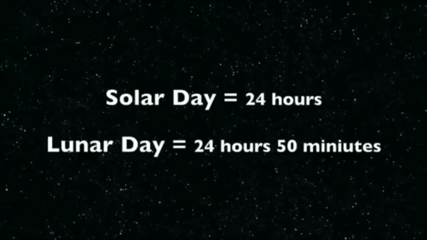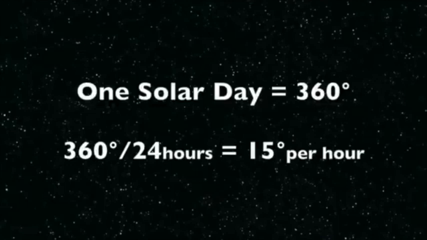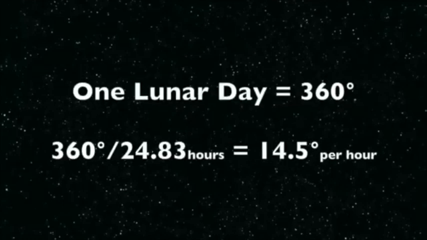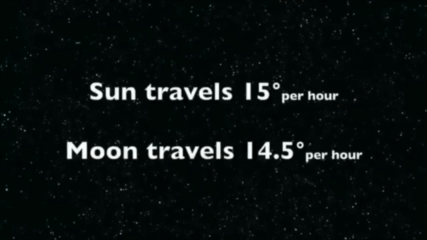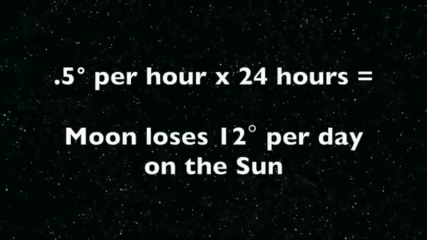That's what's called a lunar day. It's slightly slower than the sun. So where the sun takes 24 hours to make one 360-degree circle, which is 15 degrees an hour, the moon takes 24 hours and 50 minutes to make one 360-degree circle, which equates to only 14.5 degrees per hour. So the moon, because it's slightly slower, loses a half a degree on the sun per hour. So this half a degree per hour equals 12 degrees per day.